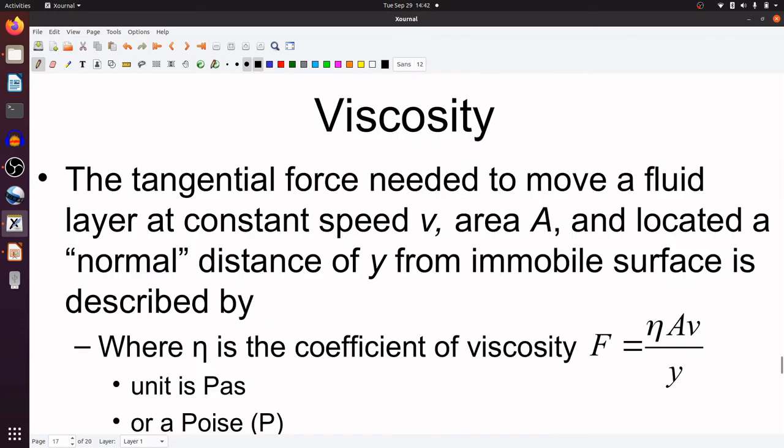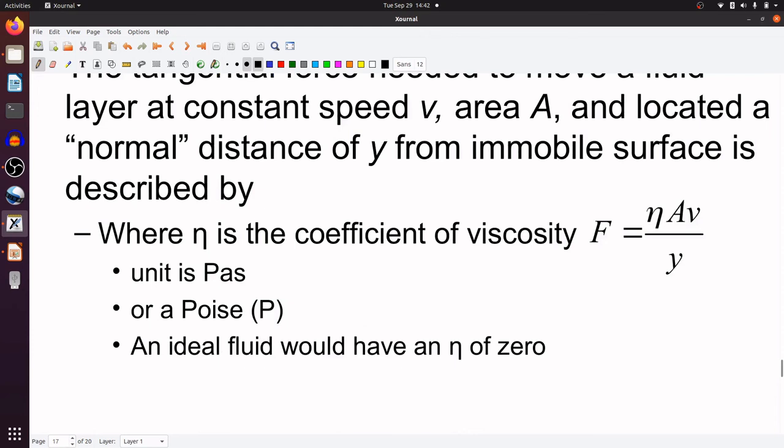All right. Viscosity. I've mentioned this before, but viscosity is resistance to flow. Your book doesn't really go into a proof, and that's because there's not really a proof of the viscosity equation. It's generally more experimental. Basically, the tangential force needed to move a fluid layer at a constant speed v over an area A and located a normal, so 90-degree, distance y from an immobile surface is described by F equals nu A v over y. Wow, that's a lot of new stuff.